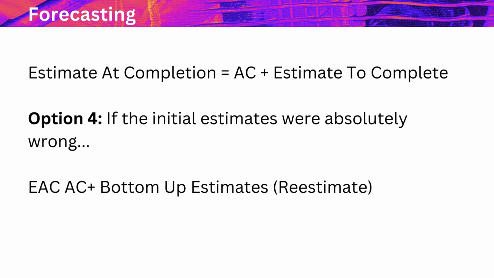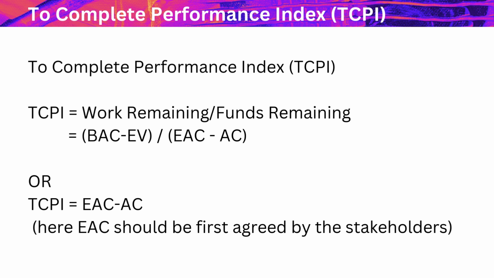were incorrect. EAC equals AC plus bottom-up estimate to complete. To-Complete Performance Index, TCPI. This index evaluates the efficiency needed to achieve the remaining work within the available budget. Formula: TCPI equals (BAC minus EV) divided by (EAC minus AC). If EAC is not yet approved, the formula can be adjusted accordingly.